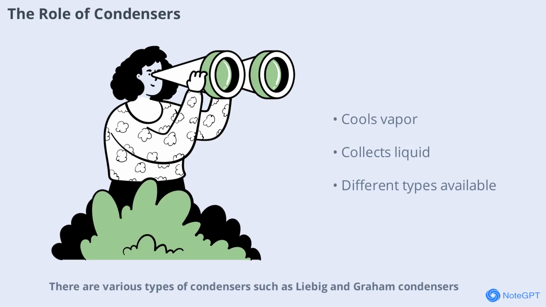There are various types of condensers, such as Liebig and Graham condensers, each suited for different applications. The choice of condenser can impact the efficiency and purity of the distillation process.